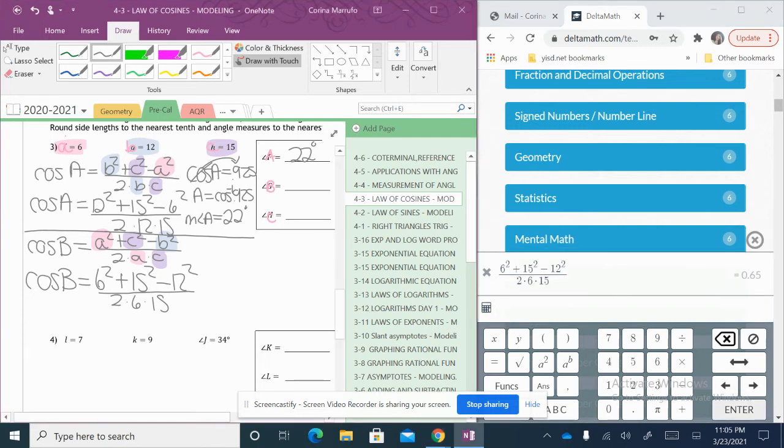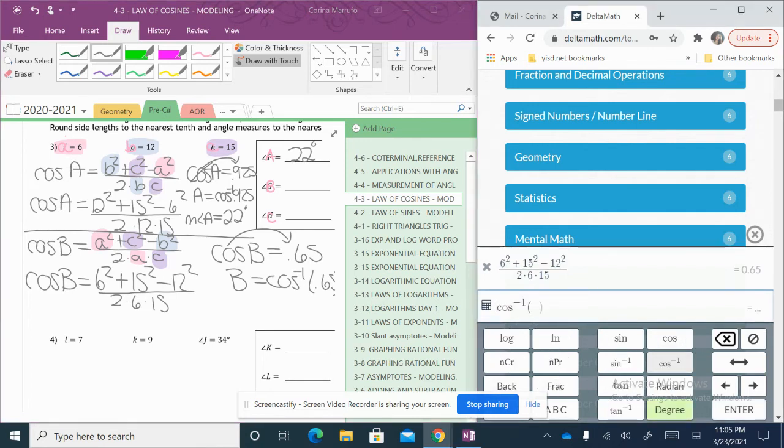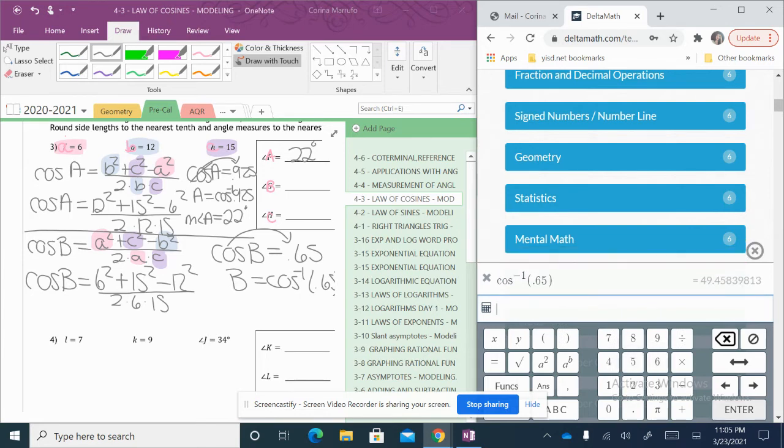So that means that cosine of big B equals 0.65. Okay, now remember, to move the cosine over to the other side to solve for big B, we have to use the cosine inverse because we're looking for the angle, 0.65. So I'm going to go ahead and put that in my calculator. I have functions, inverse cosine of 0.65. Enter, that gives me 49.4. So that is going to round to 49 degrees.